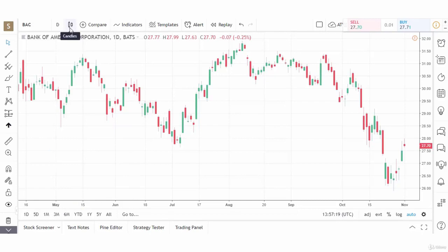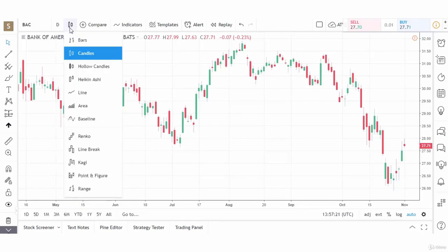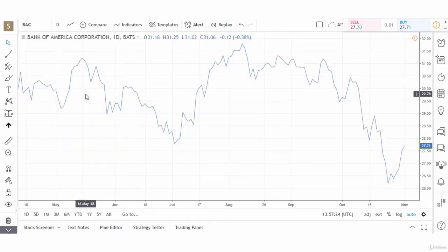The next box over tells us the type of chart that we're going to be looking at. So we're first going to look at a line chart, and the line chart gives you the closing price for the day. If you look at the top of the chart, it will tell you on the day that you're looking at what the open, the O is the open, H is the high, and the prices are changing because as I move the cursor, it's moving from day to day. The low for the day and the close for the day.